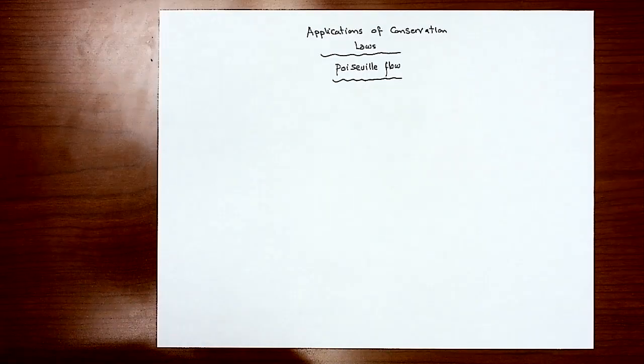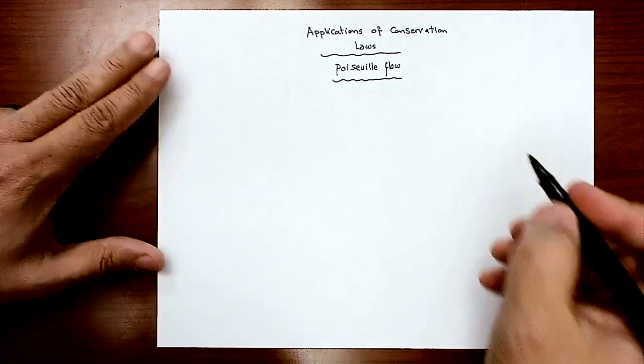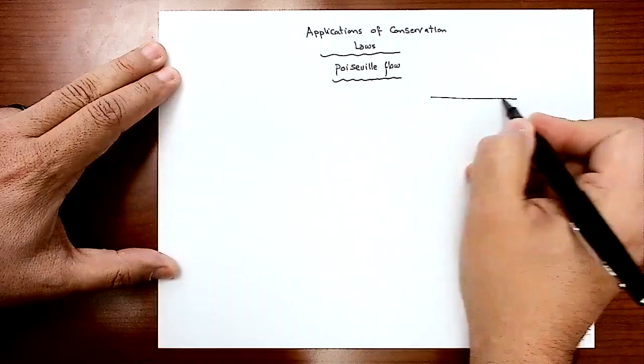So we're still under the application of the conservation laws, and in the previous example, we covered Couette flow, which is an application of the continuity and the momentum equation. The second and famous example on how to use the continuity and momentum equation to find the fluid flow field between two parallel plates is Poiseuille flow. Poiseuille flow is simply a flow between two parallel plates.